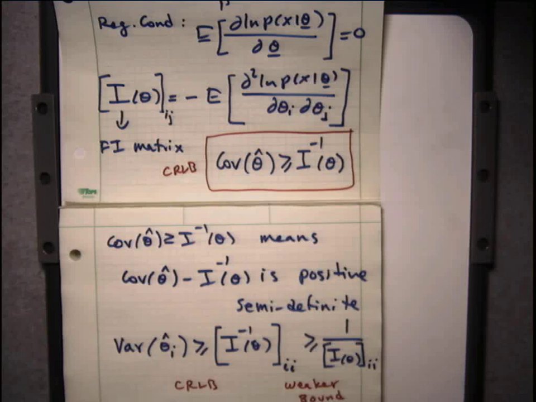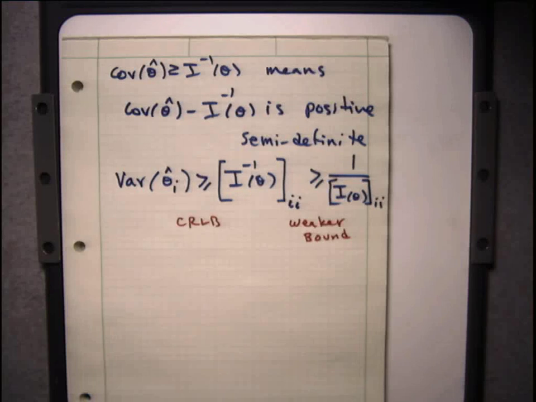It's sometimes useful, even to have that weaker bound, but you can't call it the Cramer-Rao bound anymore for that particular parameter.